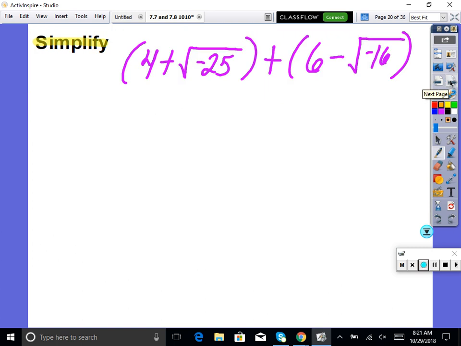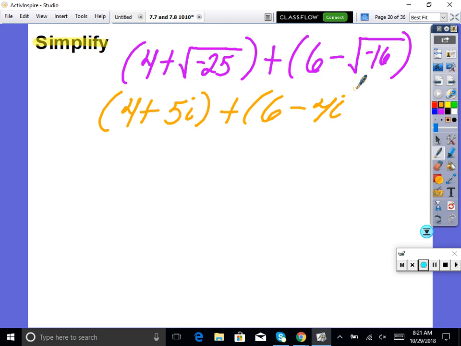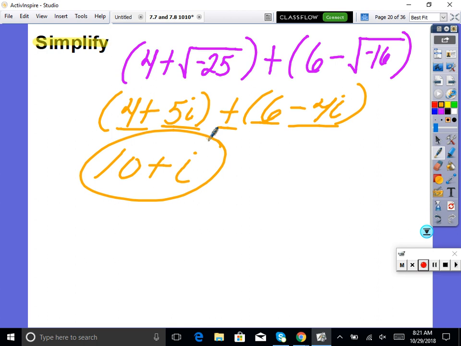Addition again. So you'd say, well, first of all, let's actually simplify this. We're actually looking at this: 4 plus 5i plus 6 minus 4i, aren't we? So now 4 plus 6 is 10, plus 5i plus negative 4i is 1i, isn't it? 10 plus 1i.